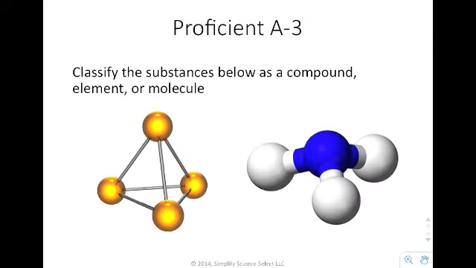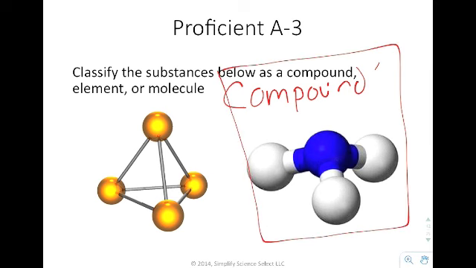Next, it says classify the substances below as a compound, element, or molecule. The first thing you can do is say, okay, both of these things fall under the compound, because they both have more than one element. Now, that compound definition is the best definition I can have for this one because it has two different substances. It has something that's like a nitrogen. You're not supposed to know that blue's nitrogen. And then the hydrogens. So because of that, you can say, okay, this thing right here represents a compound.